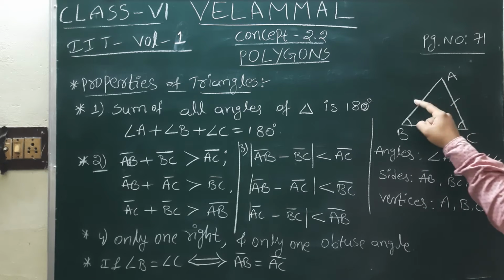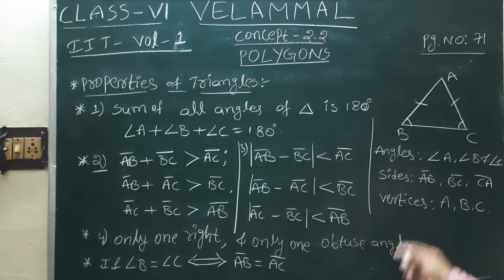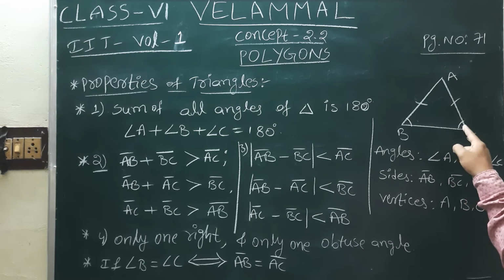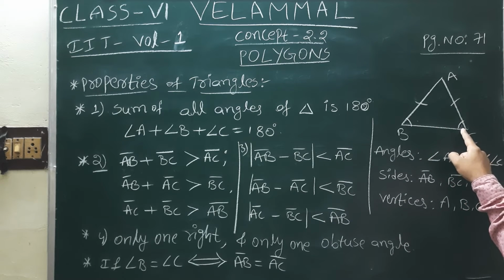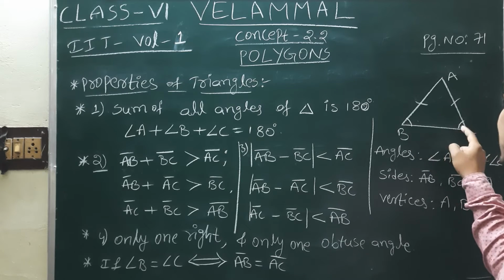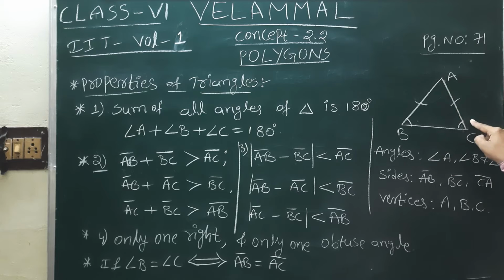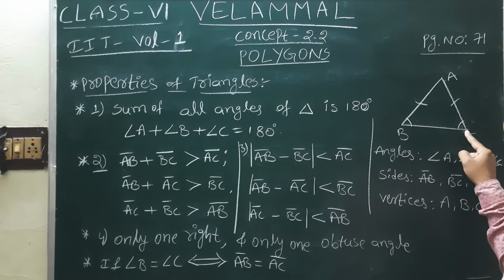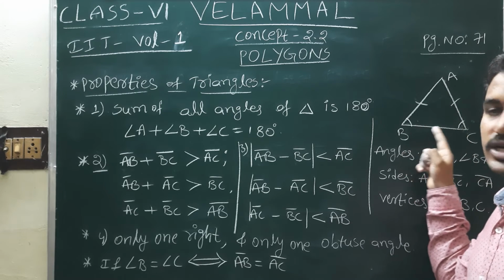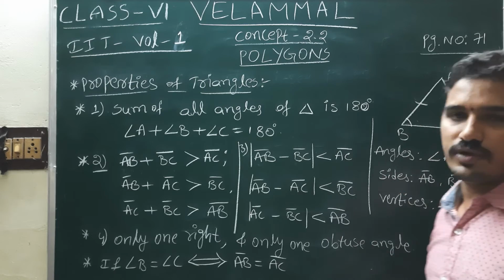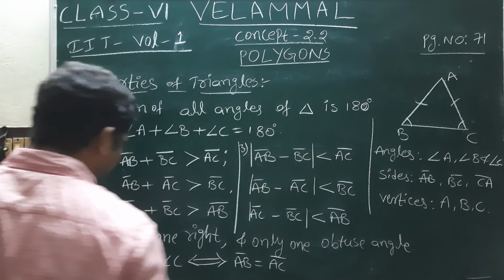So this is the isosceles triangle we are considering. Then angle B and angle C are equal. Then the opposite sides to these angles will be equal. So to the angle B, AC will be the opposite side, and to the angle C, AB will be the opposite side. So these two sides will be equal. This is the next point we have.